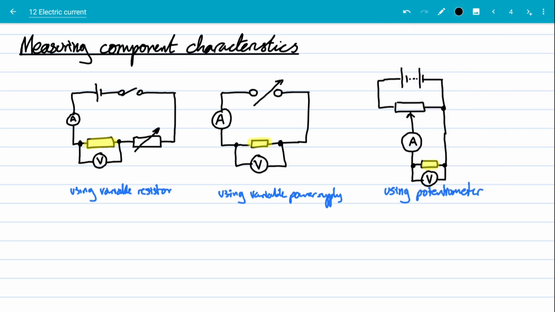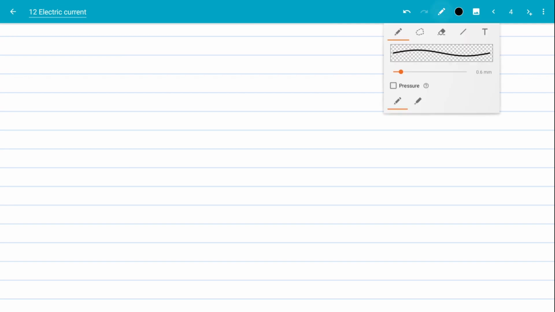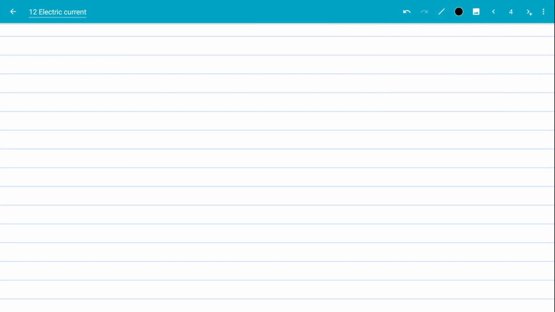But if we choose to change the potential difference across the component, we can then see what the current does as we do. And we end up with different relationships between the potential difference and the current depending on the component. So for a fixed resistor, it will look a little bit like this.